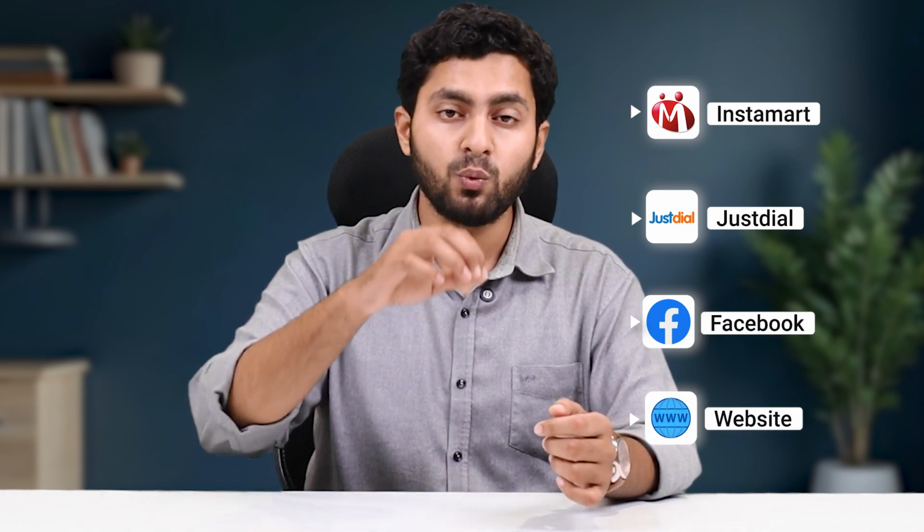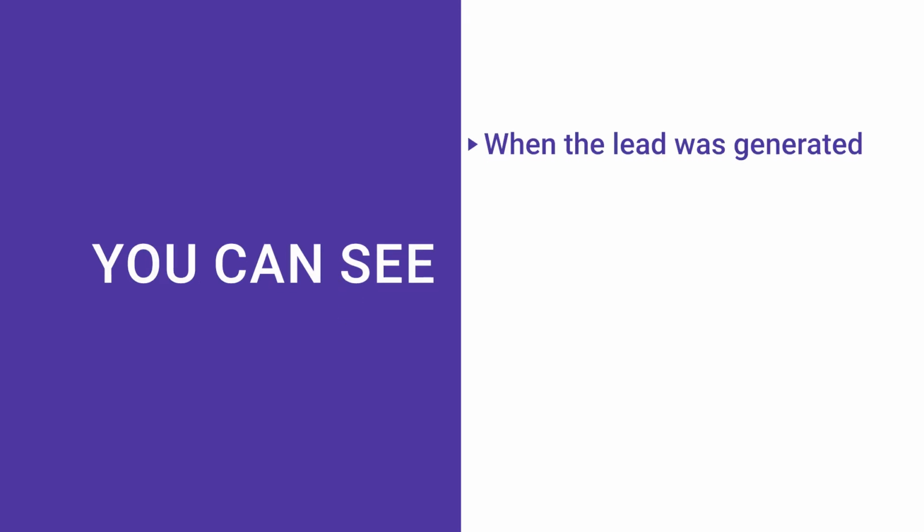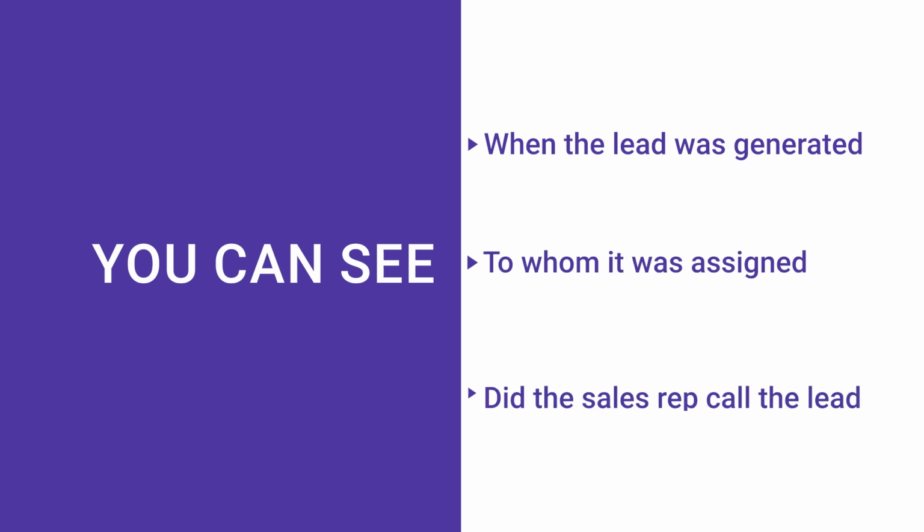And yes, it works across all your lead sources: IndiaMART, Justdial, Facebook, your website. All leads flow into one central dashboard where rules are set once and automation does the rest for you. But will I lose control? Not at all. You can see exactly when that lead was generated, who it was assigned to, and whether that sales team member has called the lead or not. So there's no more confusion and absolutely no more excuses from any sales team member.